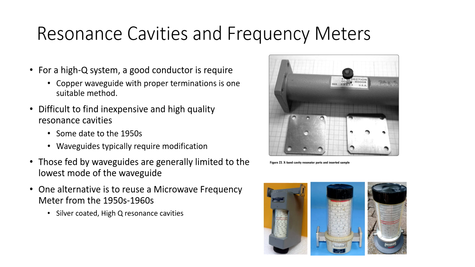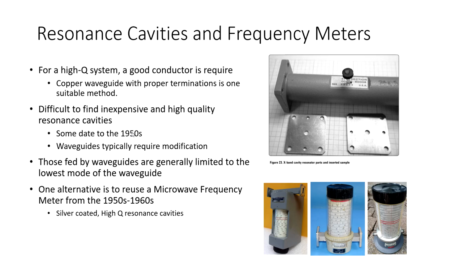For any high Q system, you need a good conductor. So copper waveguides or something like that. Silver is lovely and slightly better. Gold also works, though actually silver, I believe, is a better conductor. Anyway, it is difficult to find inexpensive and high quality resonance cavities.